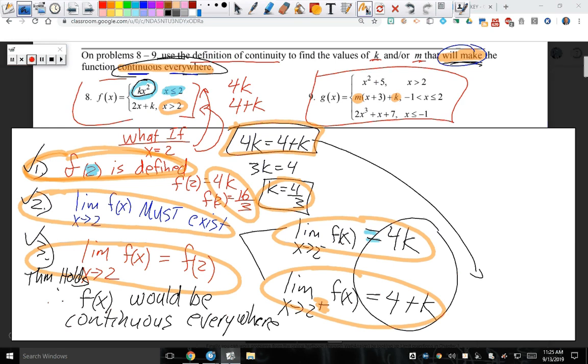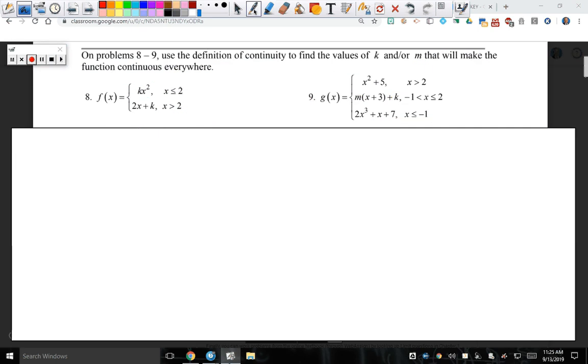Number 9. I'm looking for K and M on this one. This one's involved, okay? Please make sure that you know how to do something like this. M and K is what we're looking for, and we're trying to make it continuous everywhere just like before. And if you notice, I have how many what if moments? 2. I have what if x is equal to 2, and what if x is equal to -1.